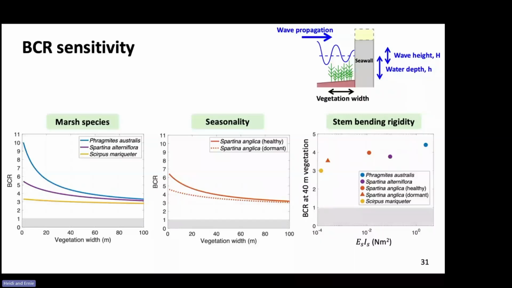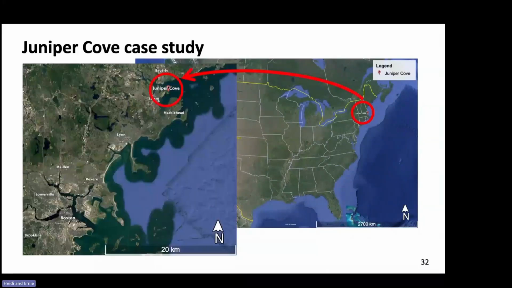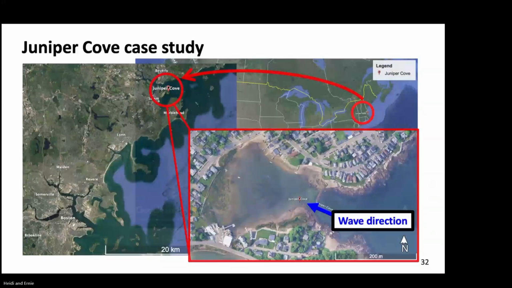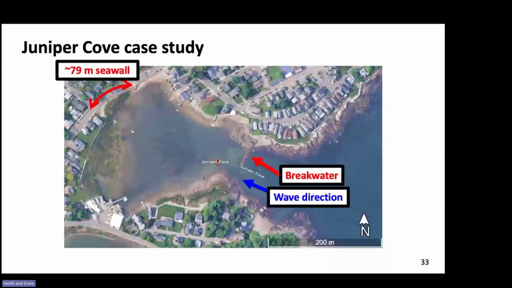And to put it in more context, this is a real life example of Juniper Cove. It's located on the east coast of the United States, specifically north of Boston. And here is the view of the site where the waves travel from right to left. At Juniper Cove, there is a breakwater. And after the breakwater, we see on the northwest side, there's a 79-meter seawall, and there are salt marshes in front of it.